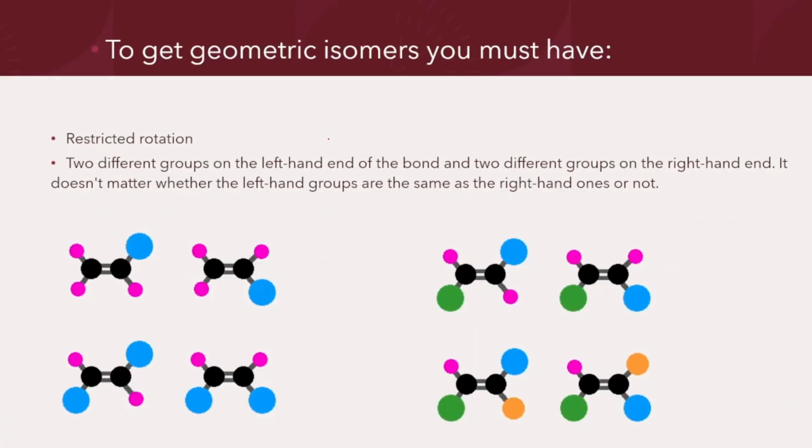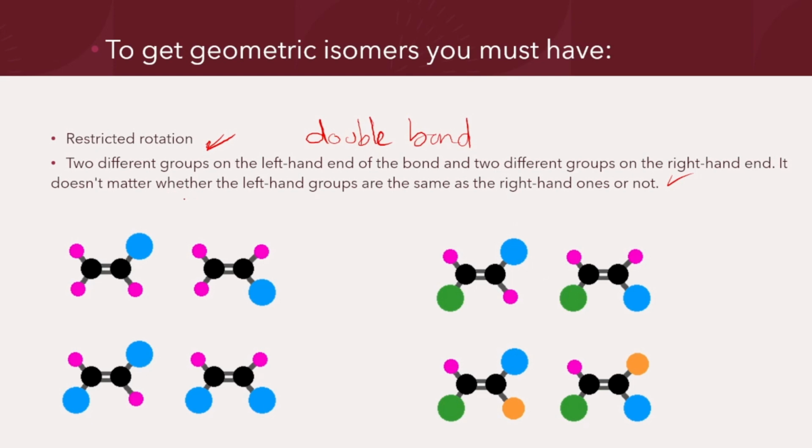We have two rules. To have geometric isomers, two conditions should be applied. If you find those two points in the alkene, this means that you have geometrical isomerism and the two compounds you have are geometrical isomers. What are those two conditions? First, to have a restricted rotation. What restricts the rotation? The double bond. The double bond restricts the rotation around the axis of the bond. So whenever you have a double bond, there is a possibility to have geometrical isomers.